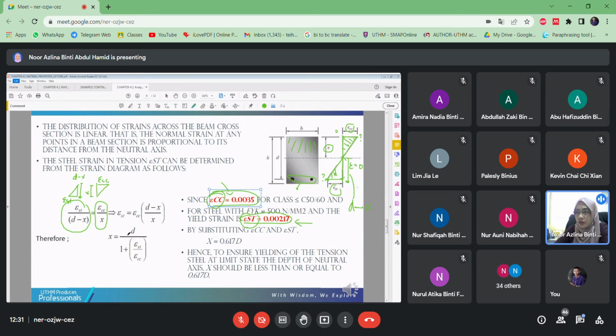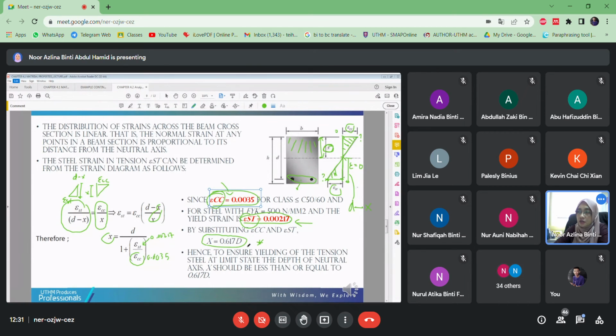Then at the end, you will get these equations. Make X the unknown here. Then replace the steel strain with 0.00217, and the concrete strain with 0.0035. You will get X equal to 0.617D. This value is very important, which refers to this X. We can control this X here.